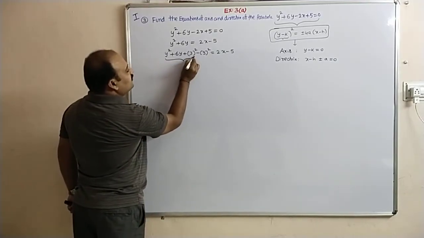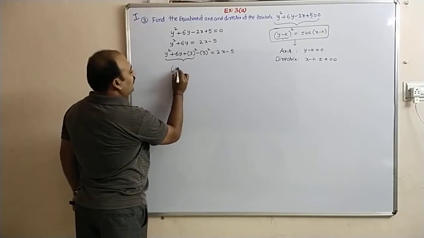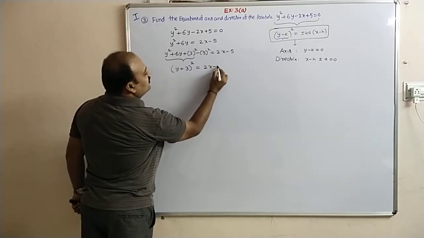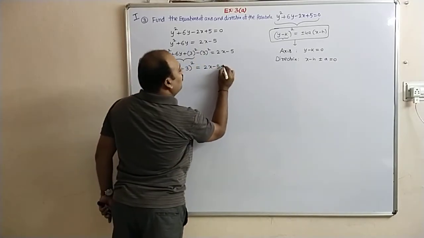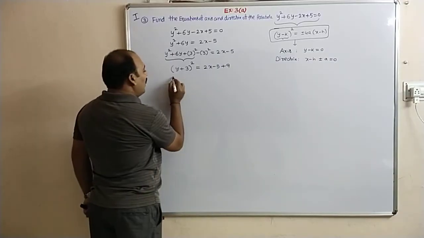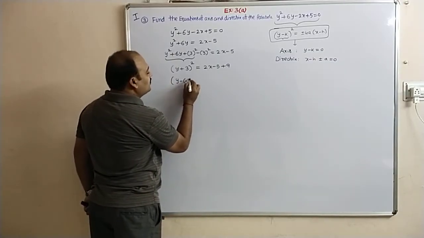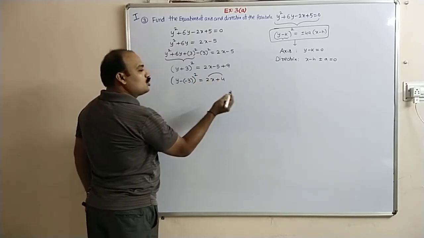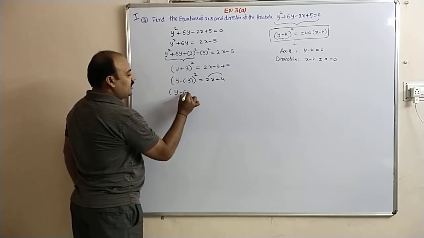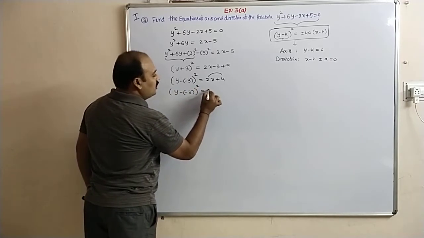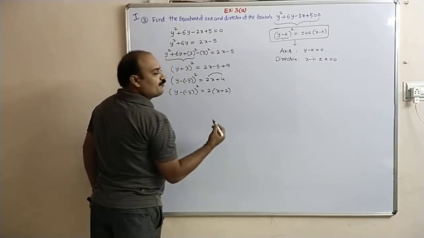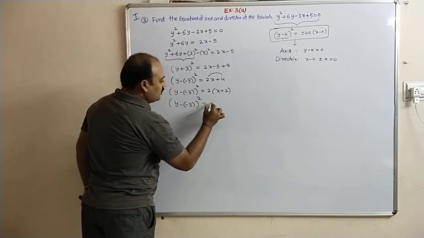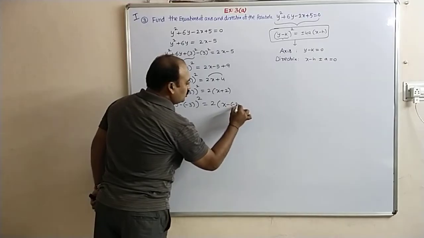So y square plus 6y plus 3 square is the expansion of y plus 3 whole square, which is equal to 2x minus 5 minus 3 square. We can take this side, plus 3 square, that is 9. So y plus 3 can be written as y minus of minus 3 whole square is equal to 2x plus 4. From these two take common 2: y minus of minus 3 whole square is equal to 2 into x plus 2. So y minus of minus 3 whole square is equal to 2 into x minus of minus 2.